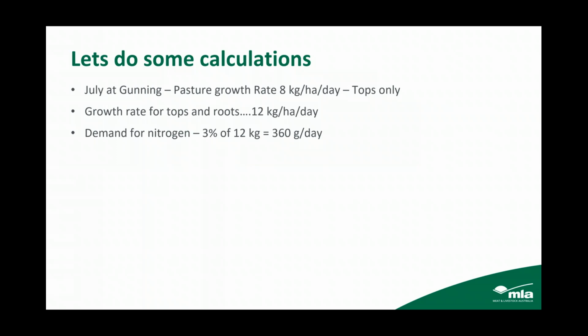So that would mean the growth rate demand would come in at 3% of 12, which is 360. I hope it is, I didn't use my calculator. 360 grams per day. But remember what you just saw: a mineralization rate in that slow period in July and August of 200 grams per day. And so we have quite a big difference between what the plant could do and what is supplied.